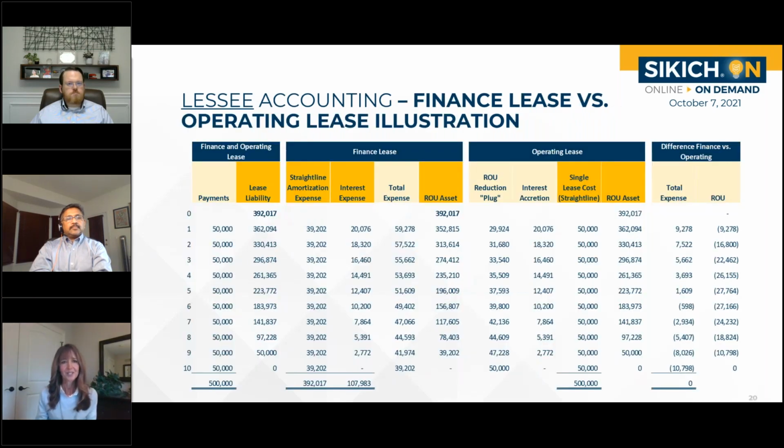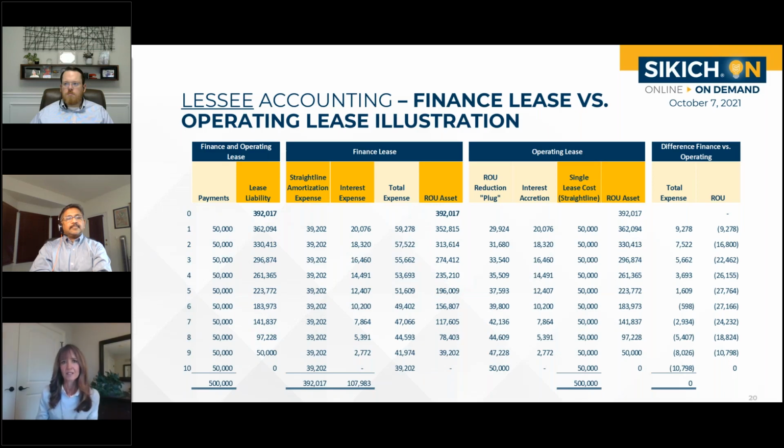Okay, so here's a table with some numbers. I hope it's not too much of an eye chart, but we set up a hypothetical lease that is computed in this table as both finance and operating leases for comparison. The columns shaded in dark orange are the ones that contain amounts that would be recorded in the financial statements.